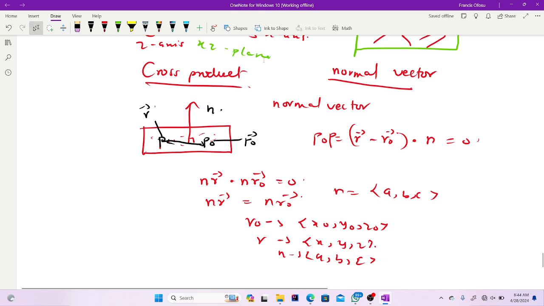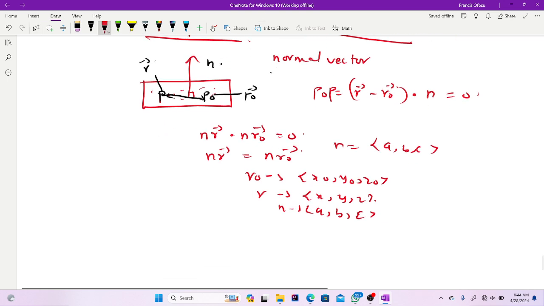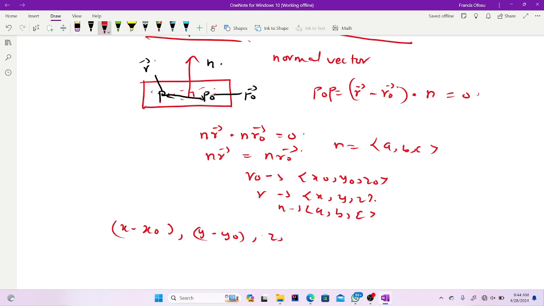So how do I do that? And this dot product, I hope you remember dot product. So let me do this subtraction. x and x will subtract because they are like components. So x minus x naught, y minus y naught, then z minus z naught, right? So this represents this whole thing here. We are subtracting the two vectors, dotted with our vector a, b, c, should be 0, right?